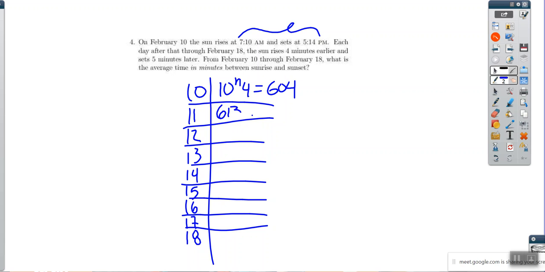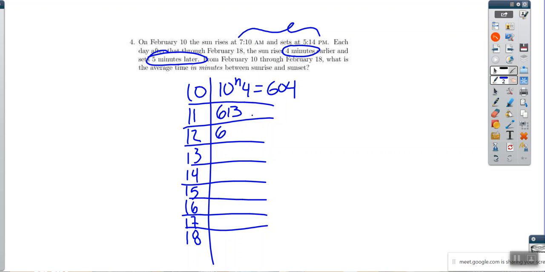Because subtract 4, you get 7:06, and 7:19, and then you get 10 hours and 13 minutes. And then that pattern continues, and it's 9 more through each one. Right. So you're adding 9 minutes per day.